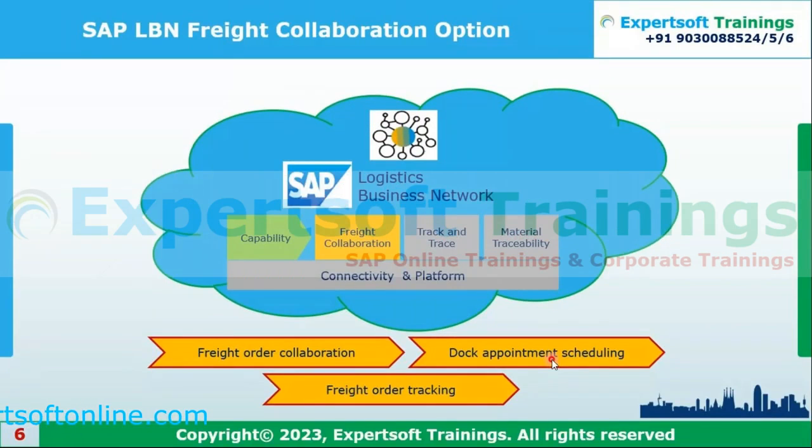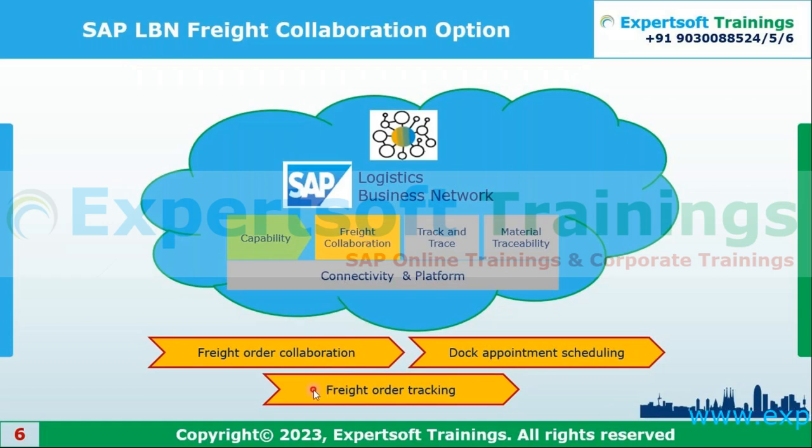So in this freight collaboration, we are going to see the freight order collaboration, where we send the details to LBN for the tendering perspective, for the RFQ, as well as for freight order confirmation. After the confirmation has happened, it automatically moves to dock appointment scheduling, where the carrier goes to its tenant dock scheduling and tries to schedule and take the door and the respective time he wants. The moment it gets updated, it goes back and updates the freight order. Then the freight order moves to EWM, and they do the execution.